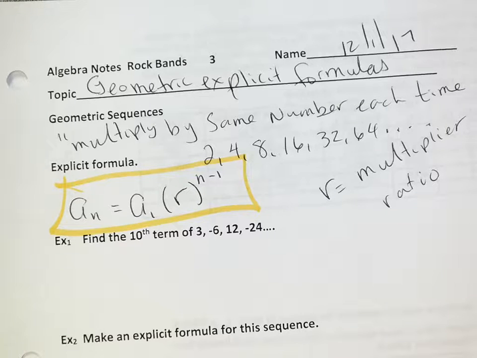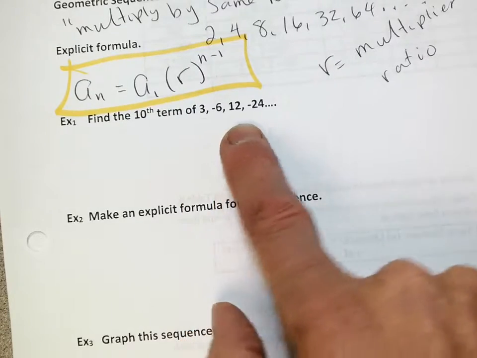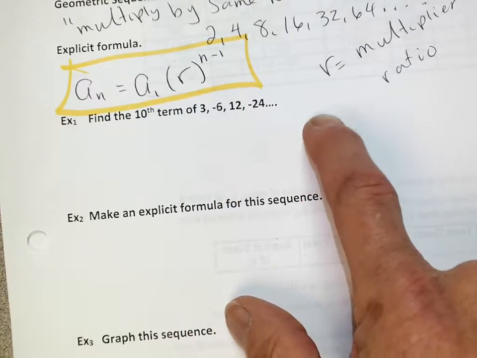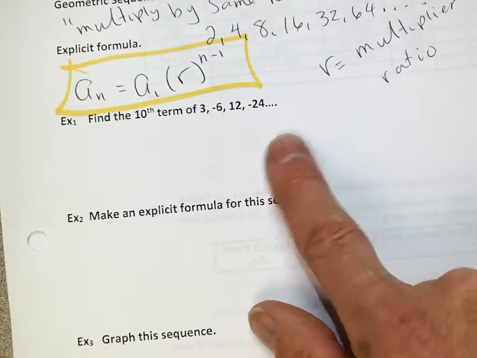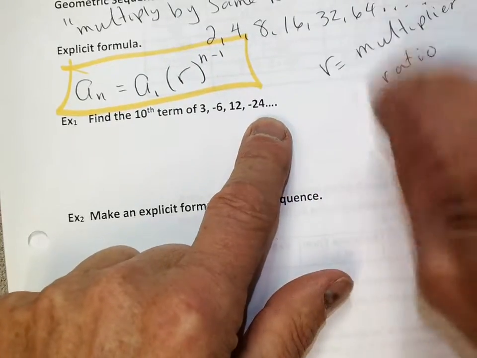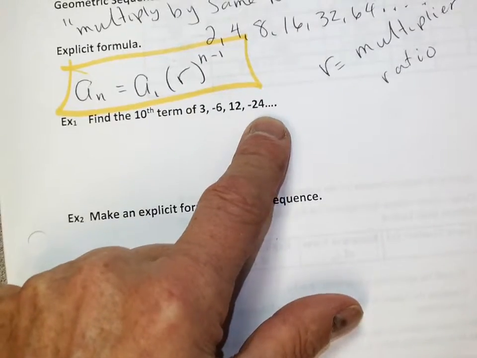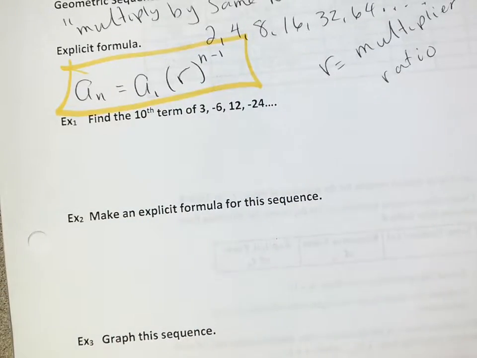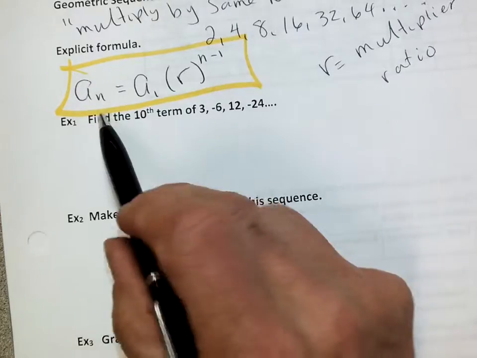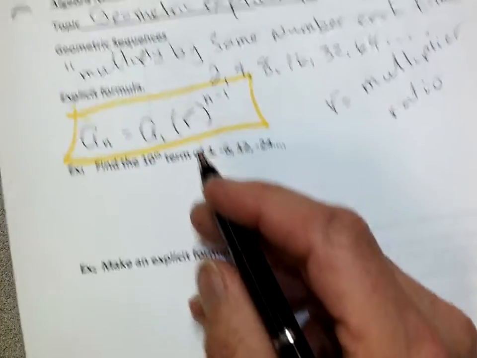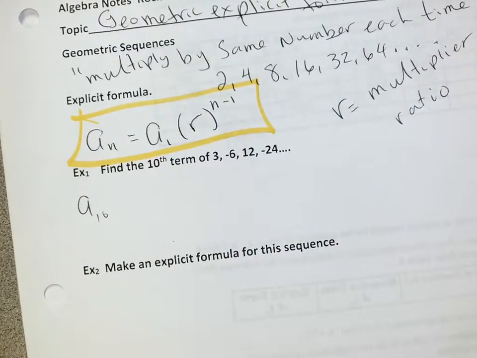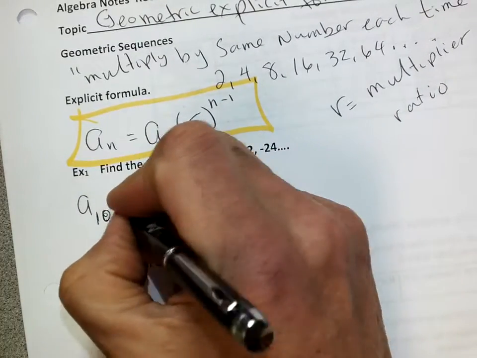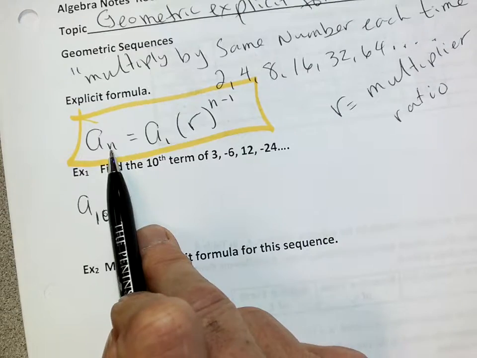So let's take a look at example 1. There are 2 ways to do it. One is just keep making it until we get to the 10th. That will work. If you don't know how to use the formulas, just multiply by -2 and keep going until you make the 10th term. However, if we use our formula, we should be able to find the 10th term. So let's say we want to find A of 10, because that would be my 10th term, okay? So let's use the formula. You writing this down?